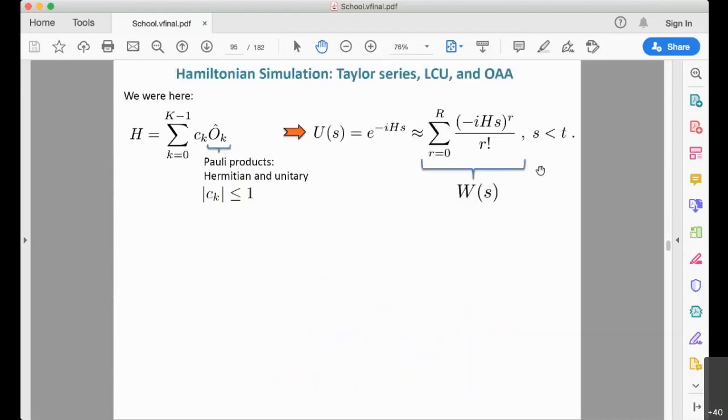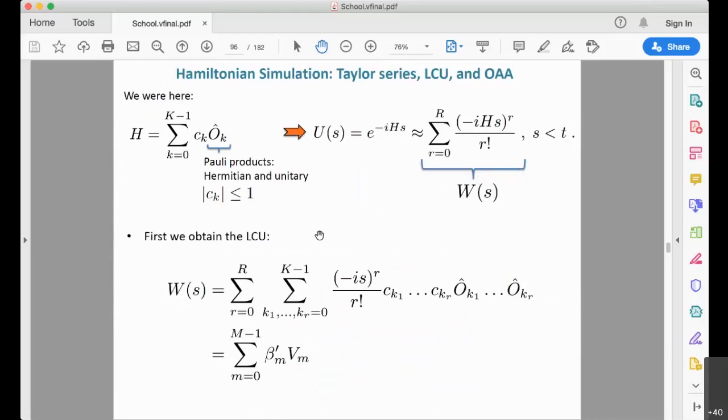So what happens here? I told you that I'm going to approximate the evolution operator, at least for a short time, as a linear combination of unitaries, once I replace my Hamiltonian by the linear combination of Pauli products. So I write down all that huge linear combination now, but I know that it has some form. It's just a linear combination of unitaries. It can be represented in the way that I want.